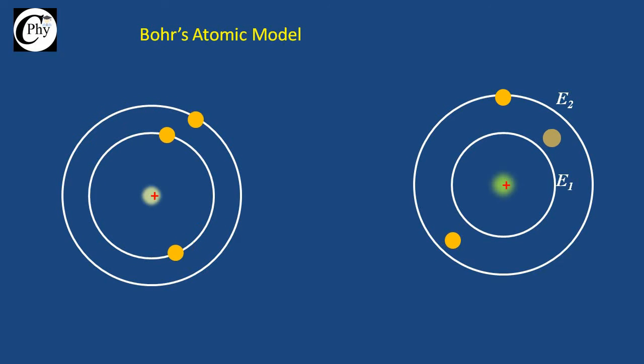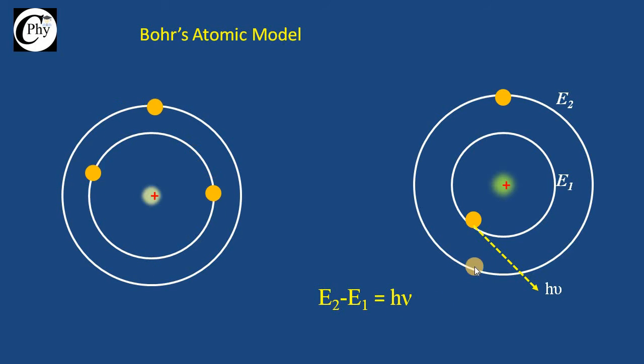Similarly, the electrons in the higher energy level can jump to the lower energy level E1 by emitting a light photon having energy h nu. So here h is the Planck's constant and nu is the frequency of the light. So the energy difference, that is E2 minus E1, must be equal to h nu, the energy of the light photon.